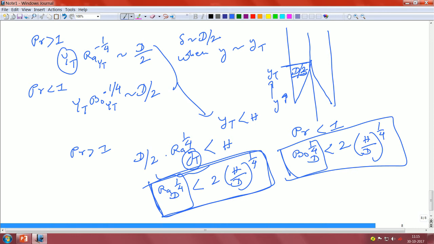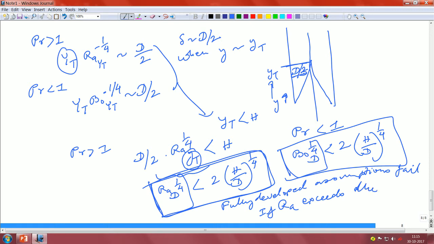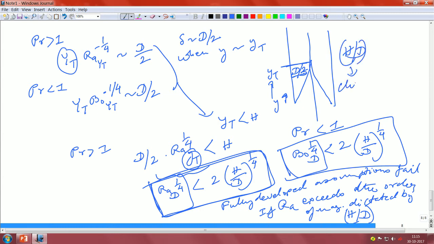So, the temperature assumption, the fully developed assumptions, fail if the Rayleigh number exceeds the order of magnitude dictated by h by d. So, what is h by d? H by d is nothing but the channel aspect ratio. This is crucial.